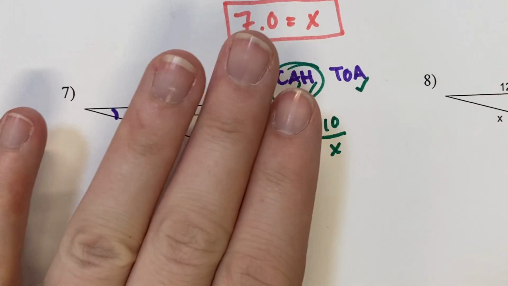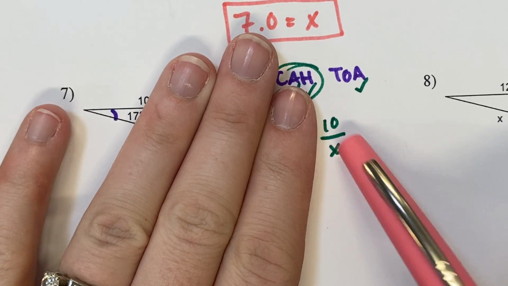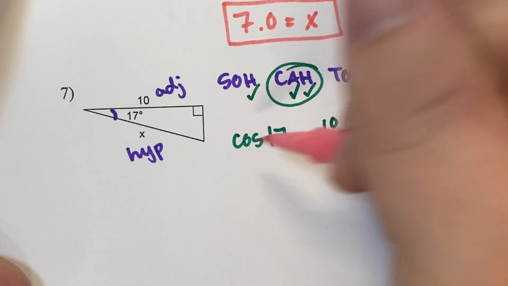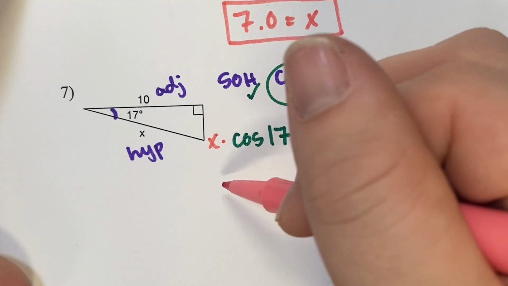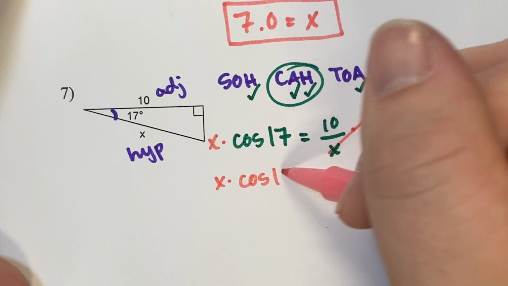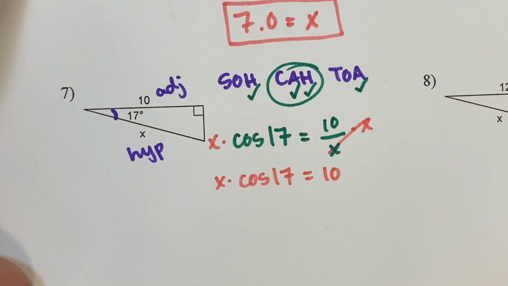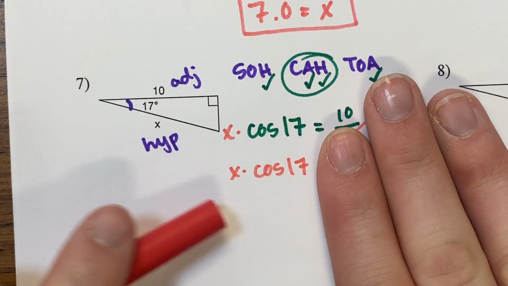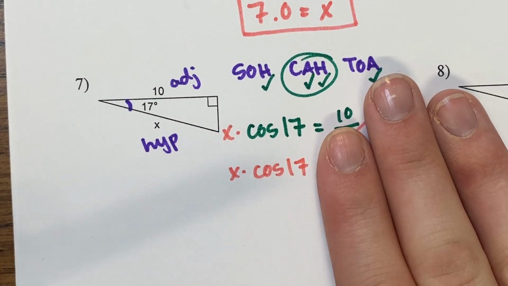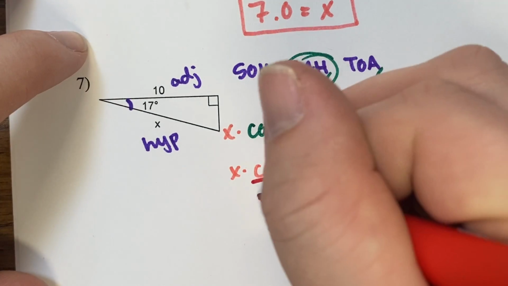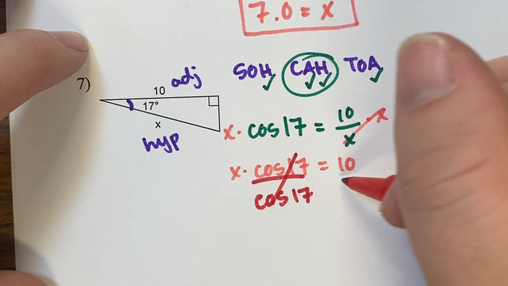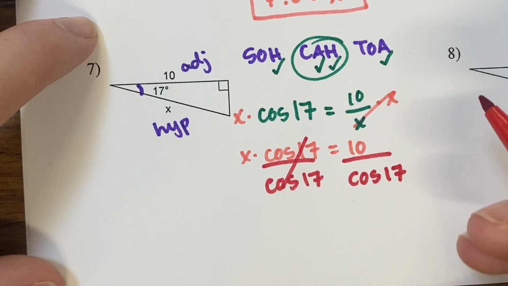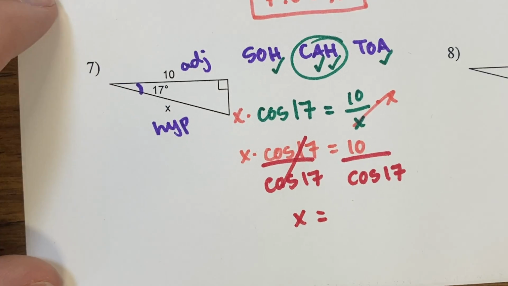Now we need to solve for x, but x is on the bottom, so we need to move it first. Do the opposite of divide by x, which is times by x. Now I have x times cosine of 17 equals 10. Now we look at our other side with our x, because it's not by itself yet. The opposite of times by cosine of 17 is divide by cosine of 17. This is what we're going to punch into our calculator to get our x.